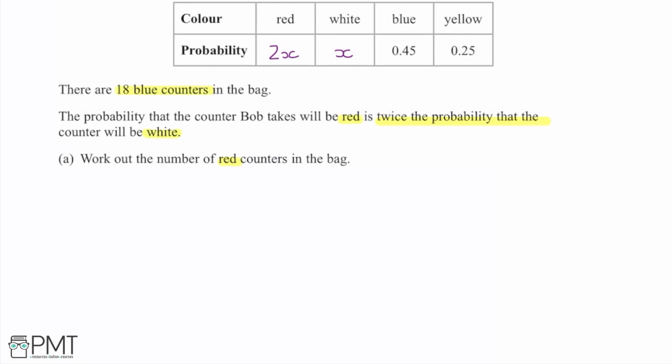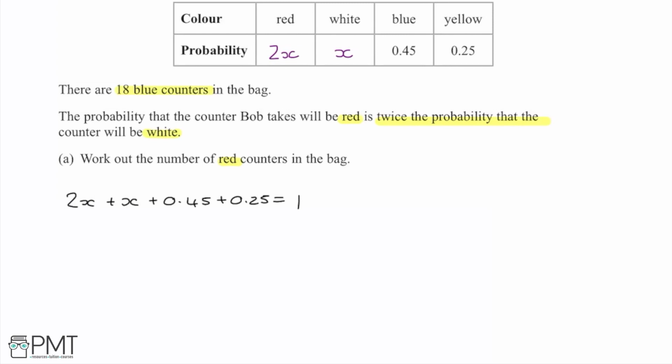Now, the counter that's picked has to be either red, white, blue or yellow, so all of their probabilities need to sum to 1 because they're the total, they're all of the things that can happen. Nothing else can happen if a counter's picked. So therefore, we know that 2x plus x plus 0.45 plus 0.25 is equal to 1.